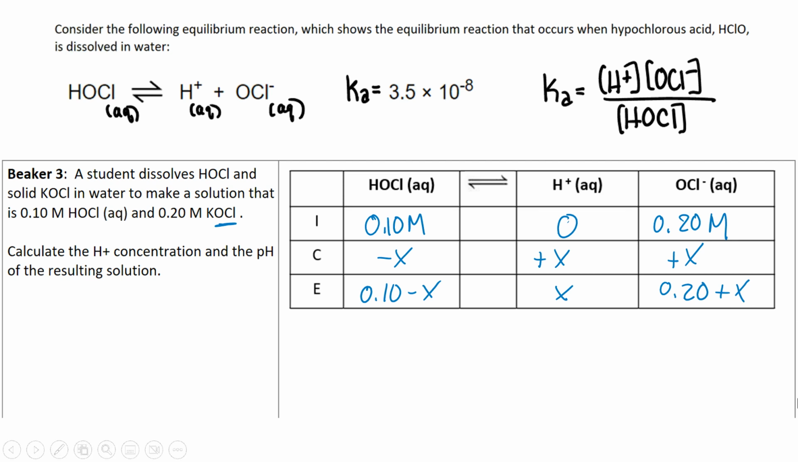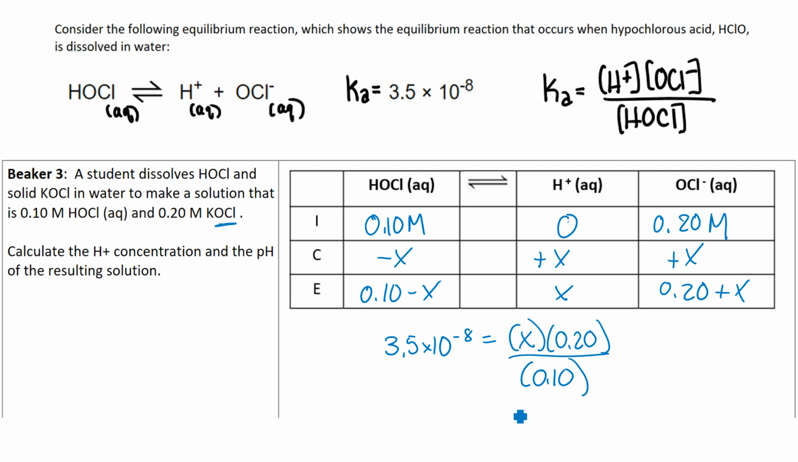So let's take a moment to do that. I set up my ice chart and plug it into my K expression. K is 3.5 times 10 to the negative 8. The top is x. We're going to use my x's small approximation and say 0.2 plus x is just 0.2. And the bottom is 0.1. I'm using my calculator to solve for x. This time when I solve, I get x is equal to 1.8 times 10 to the negative 8. And that's my hydrogen ion concentration. If I want to solve for pH, I'll see that my pH is 7.75.